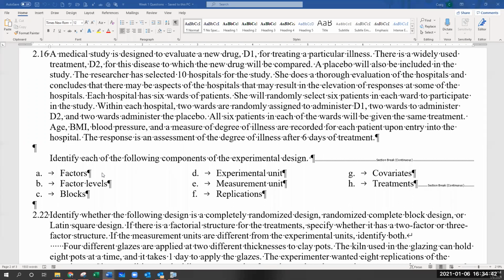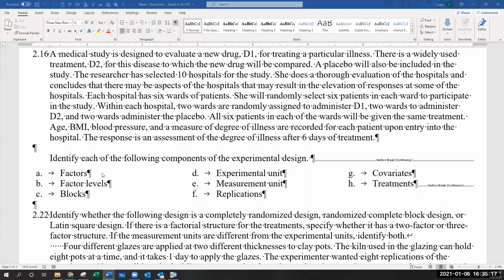Okay, that makes sense. I'm confused, so let me go back. My understanding is the factors were D1 and D2, correct? Well, no, the factors are just type of drug. So the factor is generally what we are studying: the type of drugs. Then the factor levels are, specifically, what are we studying? We're studying D1, D2, and the placebo.